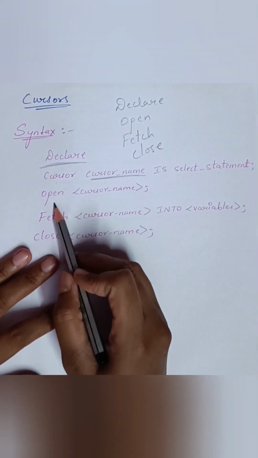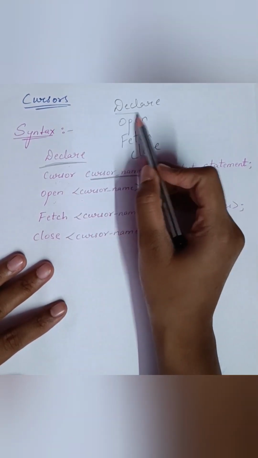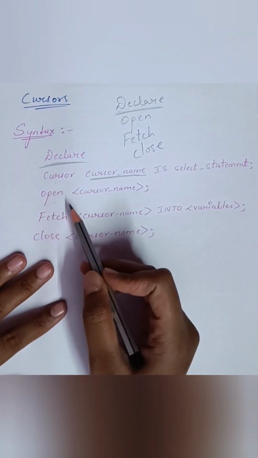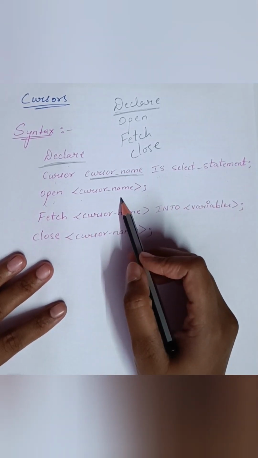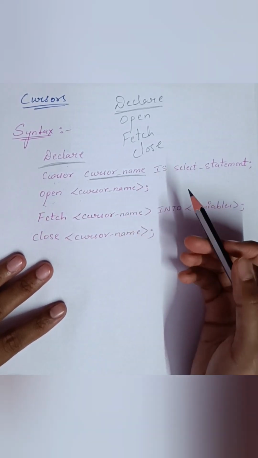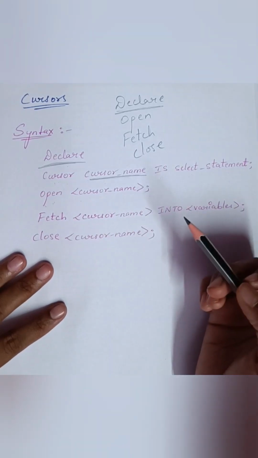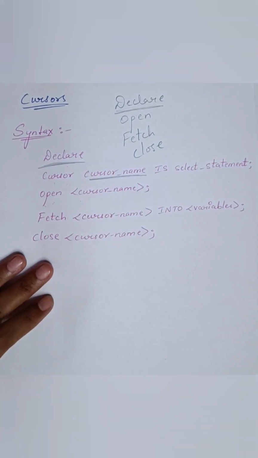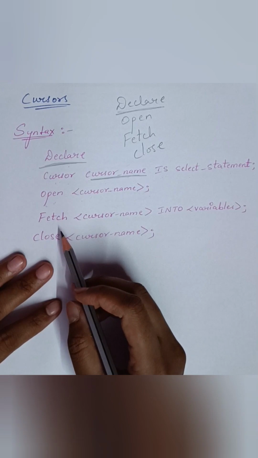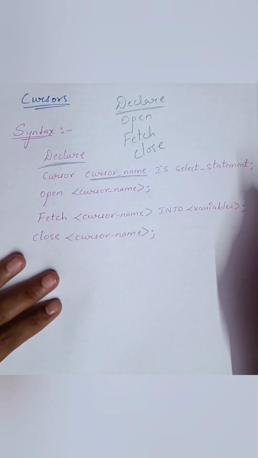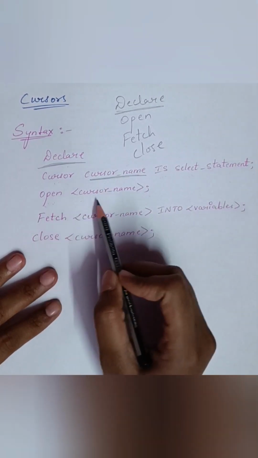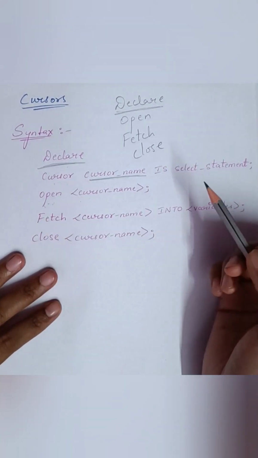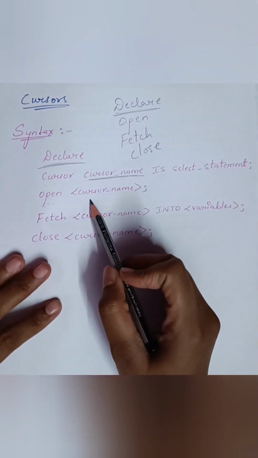Then the declaration is over, and next is open cursor name. Open is like memory allocation for this particular cursor which we are creating. Like in data structures, where we discussed memory allocation and memory deallocation, open cursor name means we are allotting some memory for this cursor.